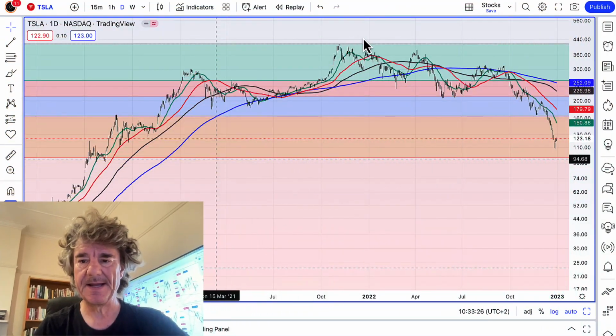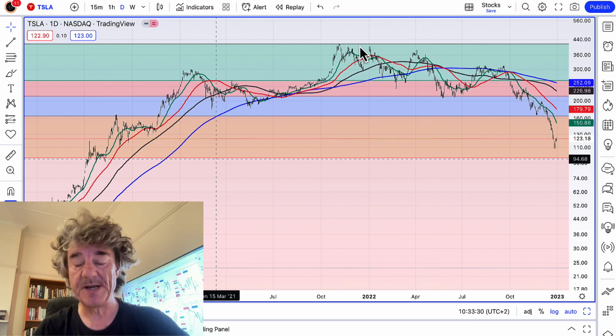Now, this has been quite a wild ride. We've dropped an enormous amount this year on Tesla, and I think it's around about 75% this year. And the question is, where do we start looking for a bottom? I've got the Tesla day chart on here, and you can see that we've dropped from the beginning of 2022.